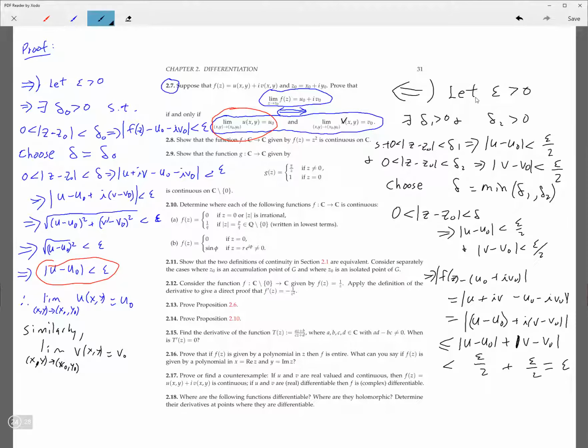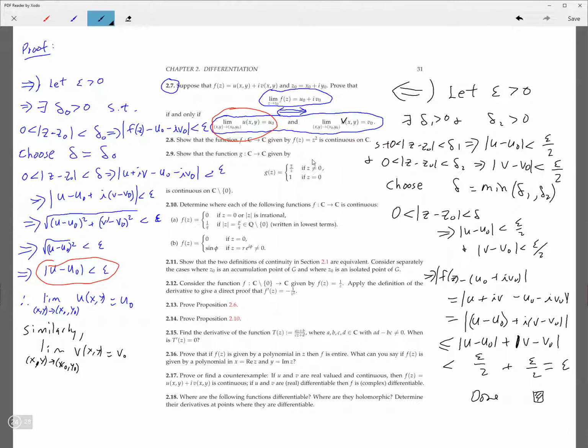So given epsilon greater than 0, there exists a delta. We have to construct the delta this way so that this is less than epsilon. Okay, so we're done. So we've shown that both these conditions imply this one.